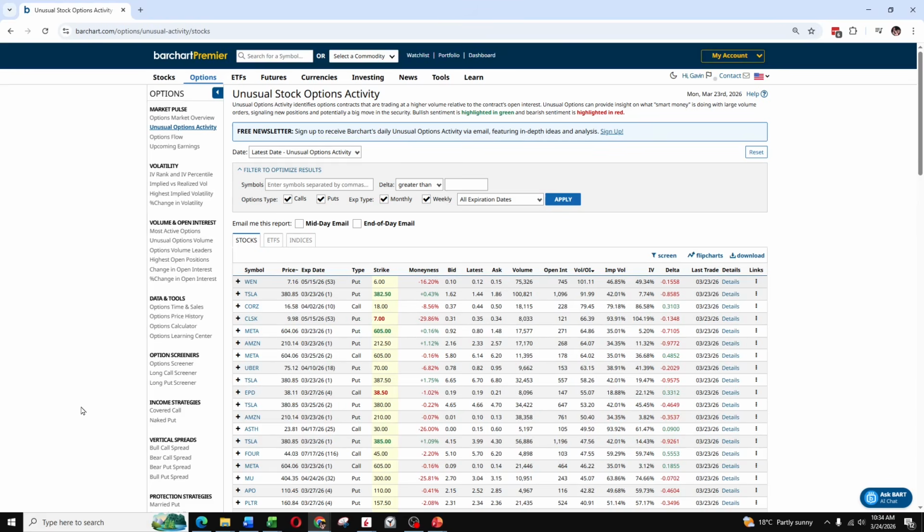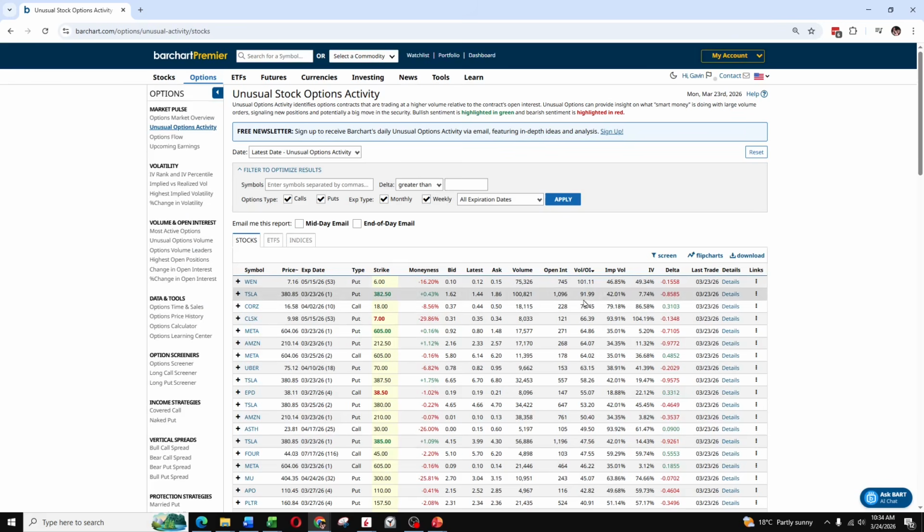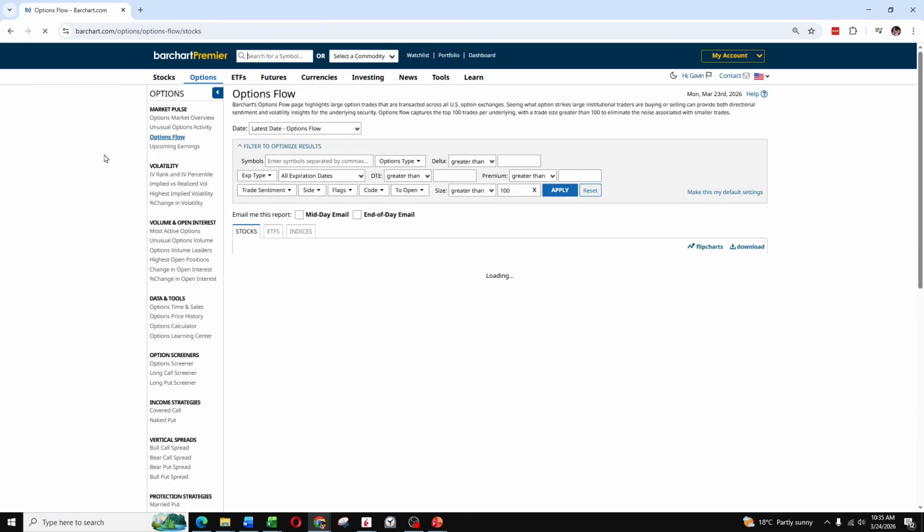So when you go over to barchart.com, under the options heading, you can come here to unusual options activity. So what you want to look for is high volume to open interest ratio. So we can see here a lot of Tesla puts were traded today, 100,000 in volume when the open interest was only 1,000. So that's a massive ratio, and that's a potential signal that it could be some bearish positioning being established in Tesla. The other one that we want to look at is the option flow.